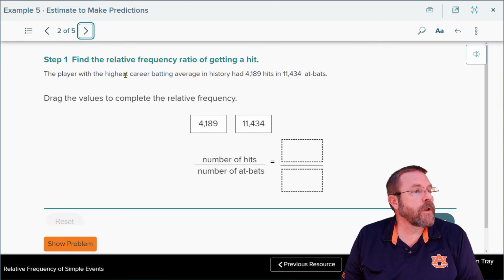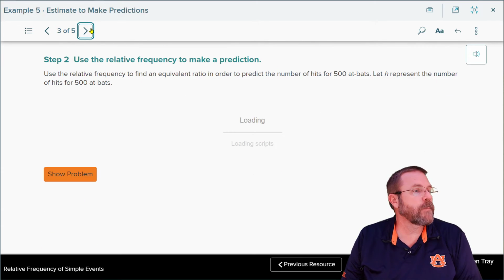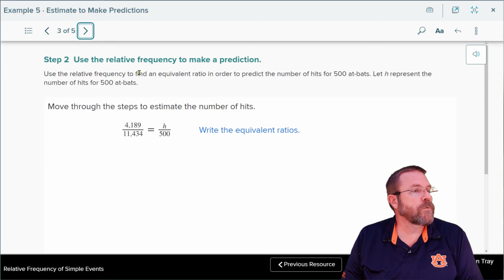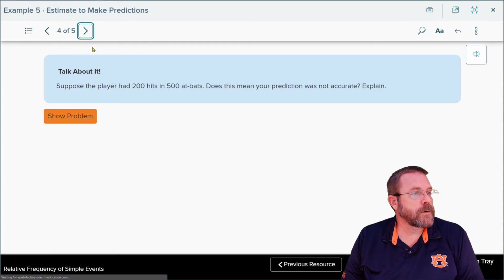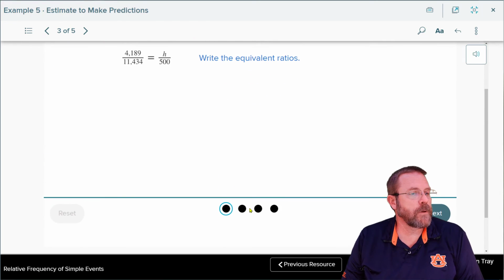So the ratio is going to look like that. We got that part set. We compare the number of hits to the number of times at bat. Now we're going to use a relative frequency and a proportion, love working with proportions, to find the number of likely hits out of 500. Are they going to use a cross product? Tell me they are. Whoops, go back here. I think I missed something. Scroll down. Here we go.